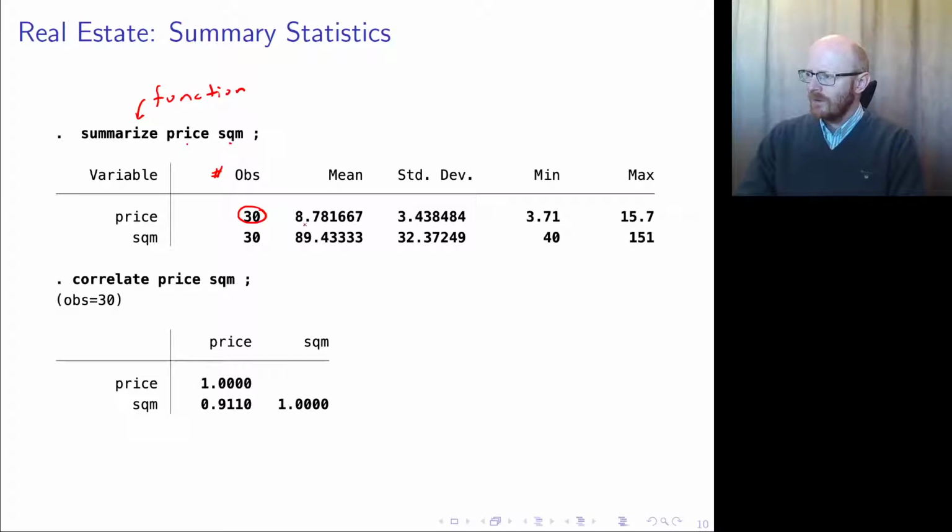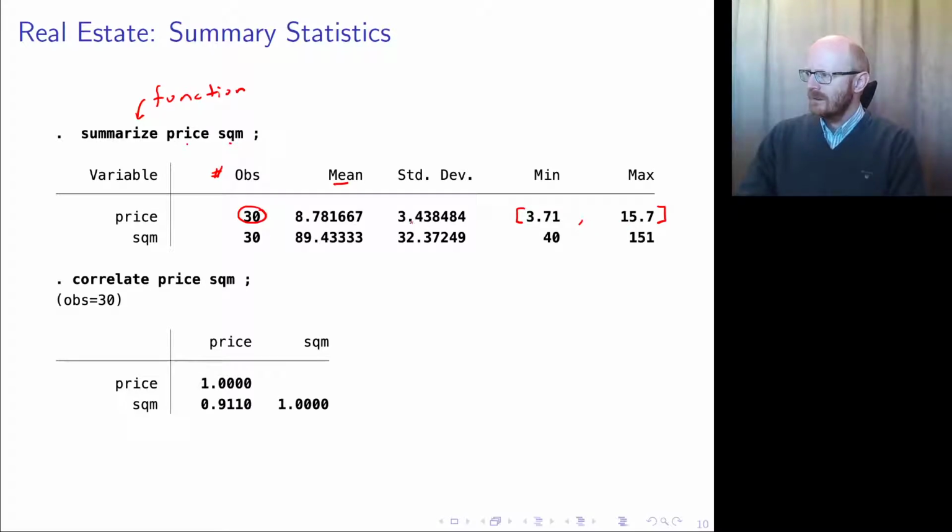And what we have here is the mean of the variables, and you should always try to find out what they mean. So for example, the average price is 8.78, which is measured in millions of kroners. So the average apartment price is 8.78 million kroners in our data set, in our sample. And these range from 3.71 million kroners to 15.7 million kroners.